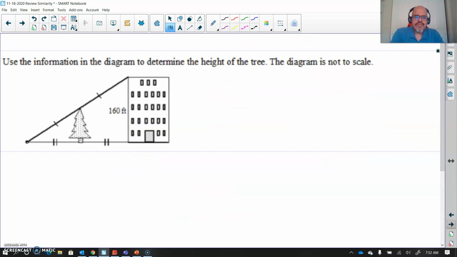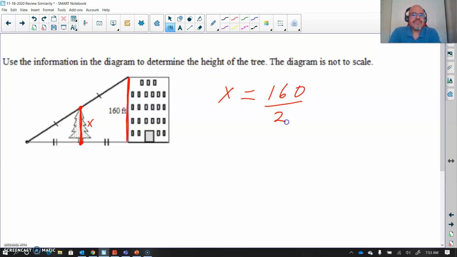So let's go ahead and move on with a few other things. Here's another picture. Now, this is sort of based off of midsegments. Midsegments, we know that this point and this point are midpoints, and that the height of the tree is what we call a midsegment. So the midsegment is always half of whatever the parallel side is going to be to it. So we're going to have this basic x equal to 160 divided by 2. So that's 80 equal to x. That's it. Pretty easy.